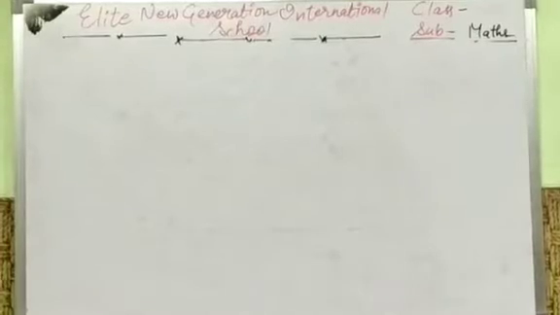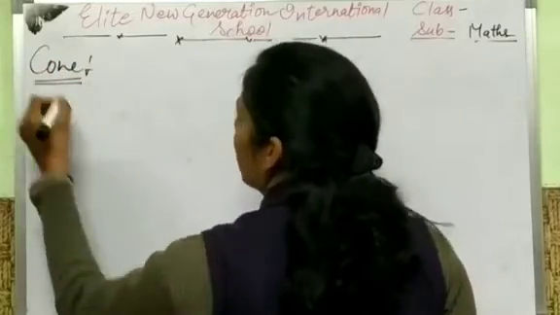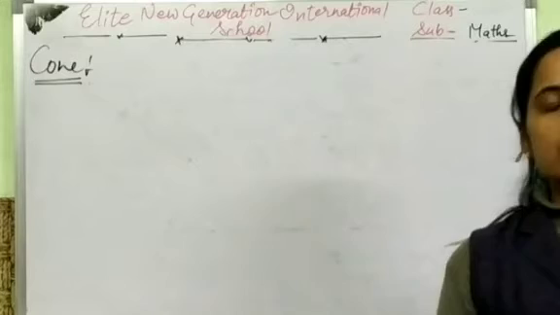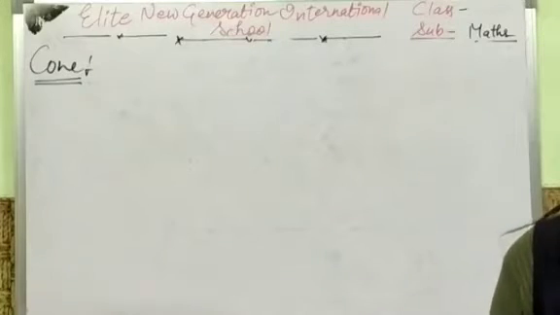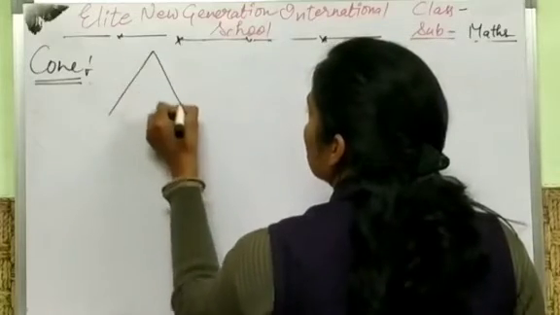Now next shape is cone. Objects such as an ice cream cone, birthday cap, conical tent and conical vessel are said to be in the shape of a cone. So let's make a figure of a cone. This is the figure of a cone.